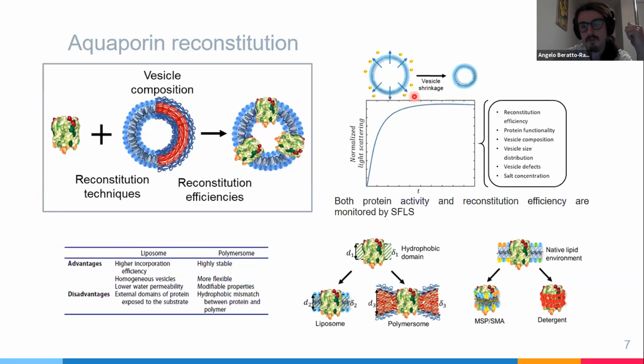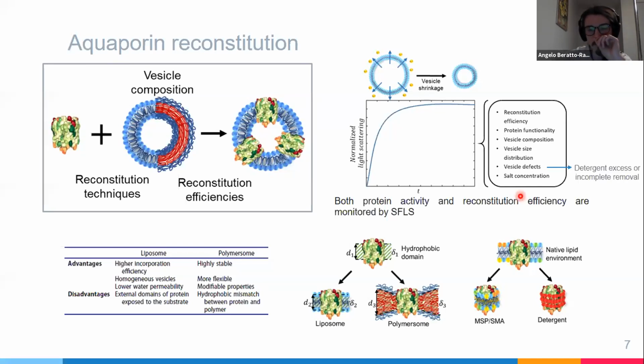hyperosmolar environment to induce vesicle shrinkage. However, this response depends on multiple factors, not only the reconstitution efficiency, but also the protein functionality, vesicle composition, size distribution, presence of defects on the vesicles, and salt concentration. So it's important to consider these factors when we want to extrapolate these results to different conditions.